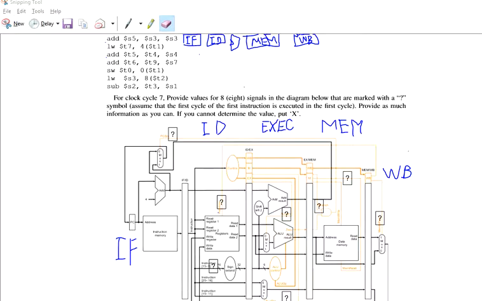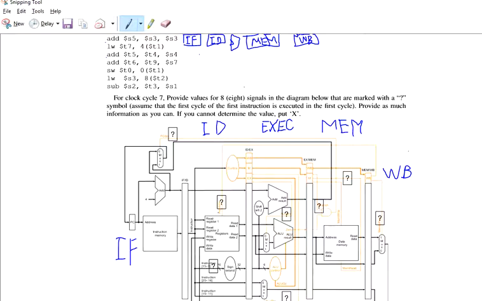Hey guys, in this video we're going to be talking about pipelining. If you do not understand pipelining or single cycle data path, I recommend you go back and review that, because in this example we're going to be talking a lot about pipelining and referencing back to the single cycle data path.